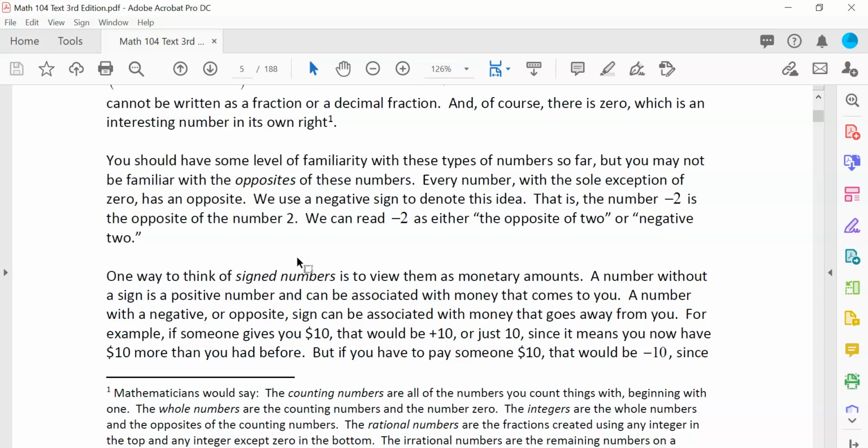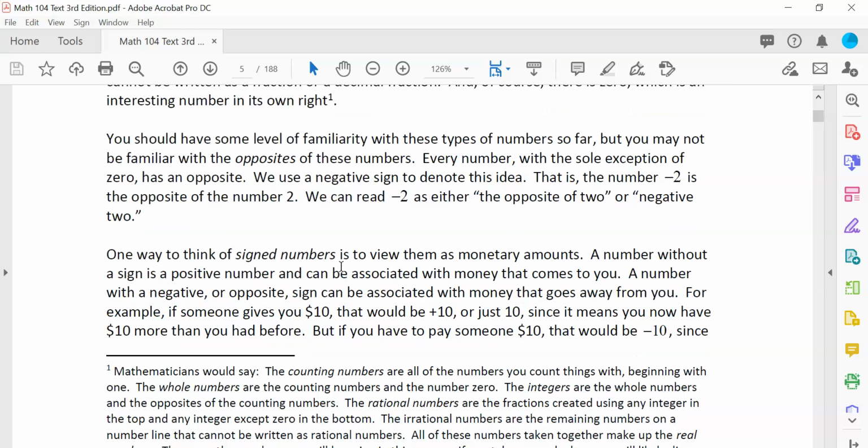The other thing that we're going to talk about extensively is opposites and negatives. Every number that you know has an opposite, although 0 is the exception to that rule. 0, you can think of as the opposite of itself. Some people think of it that way. But opposites are just negative signs. So opposites, we're going to use negative signs to denote that. So -2 is the opposite of 2, all that kind of good stuff.